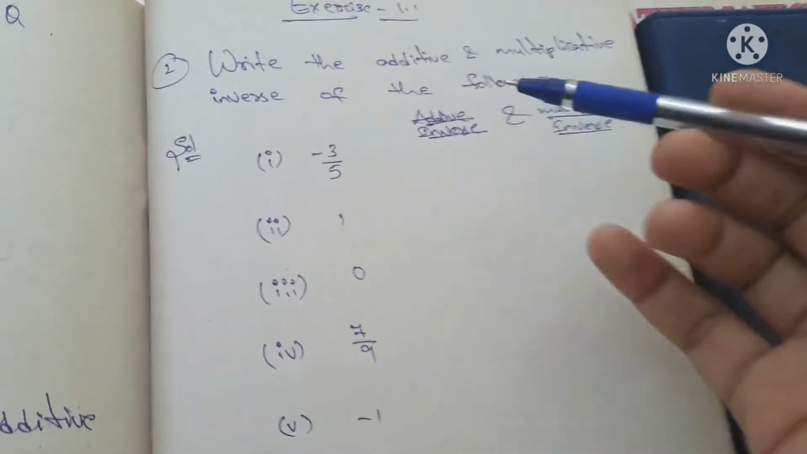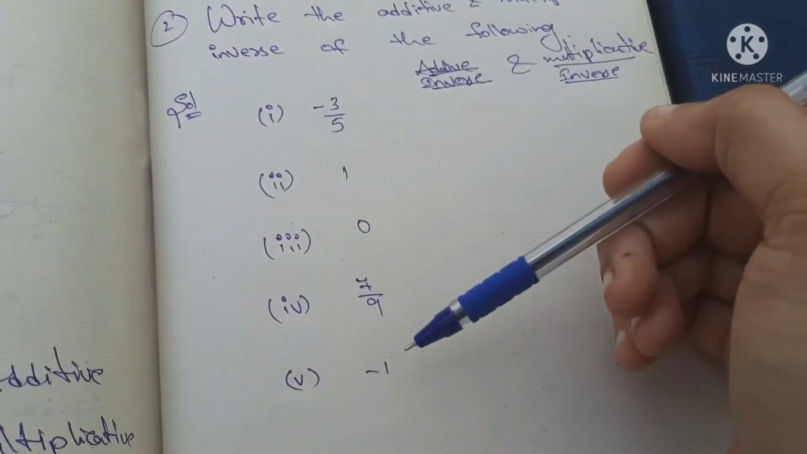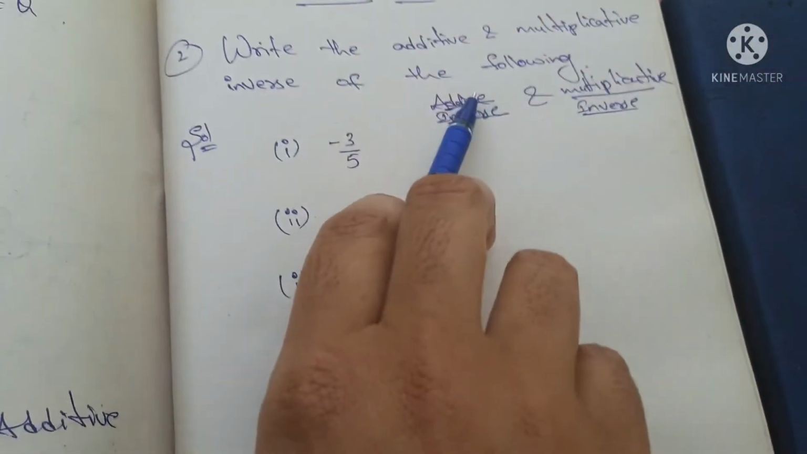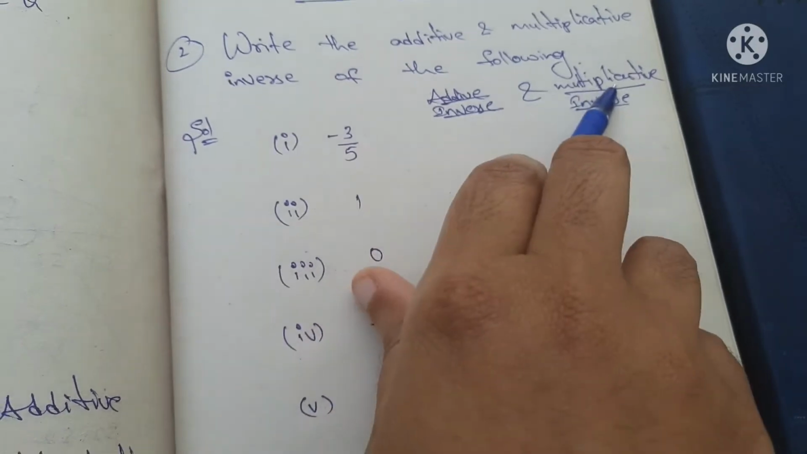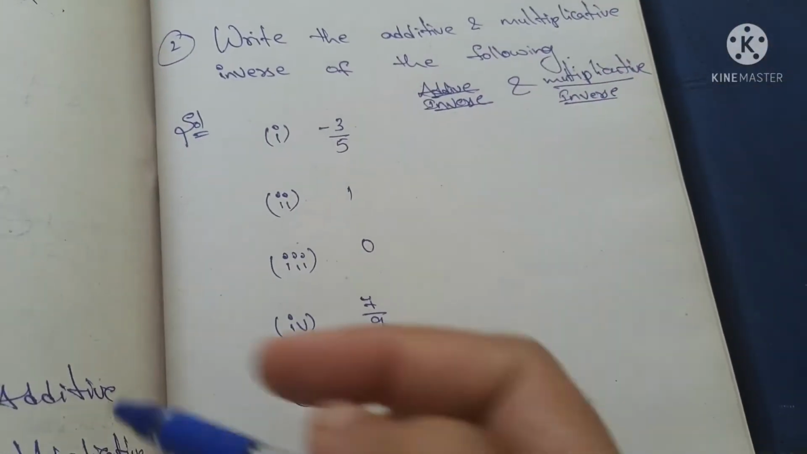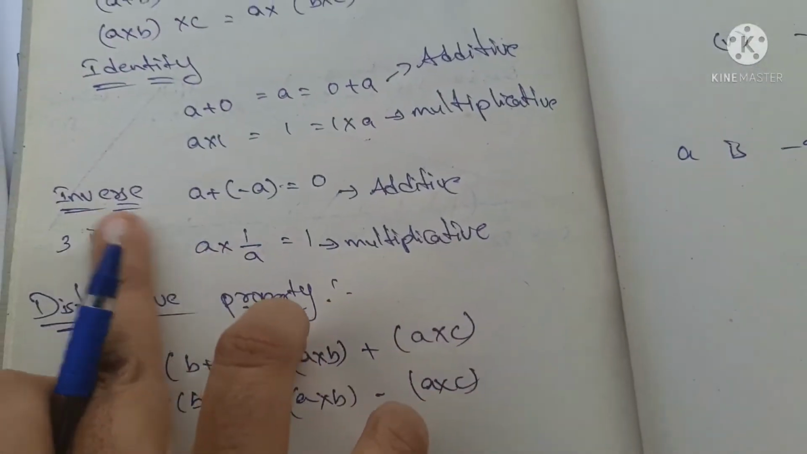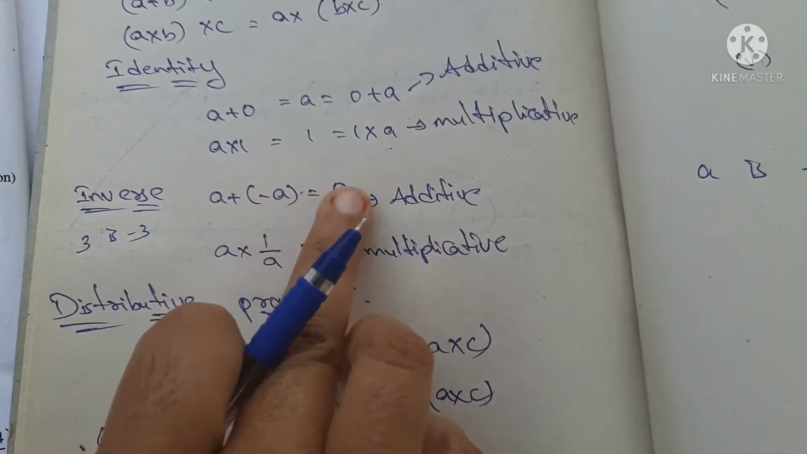So first let us take all the problems. Minus 3 by 5, 1, 0, 7 by 9 and minus 1. What are they asking? Additive inverse and multiplicative inverse. Okay, first write all additive inverses. So what is the additive inverse? Additive inverse of a is minus a. Yes. So let us see here. Inverse: a plus of minus a equals 0.